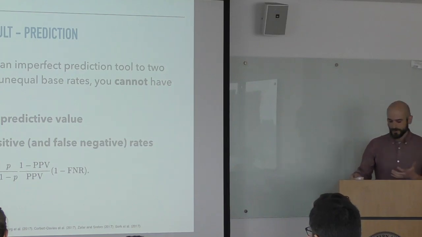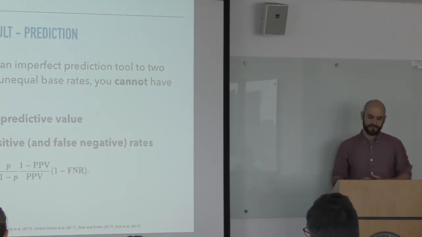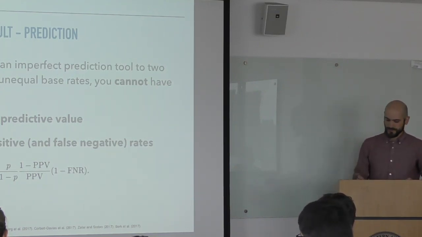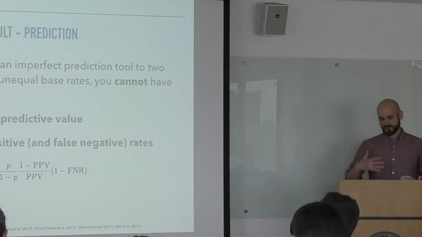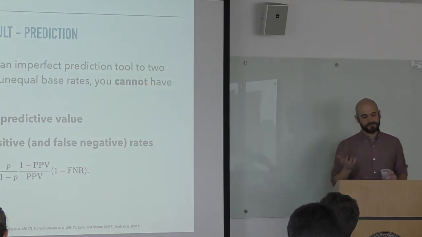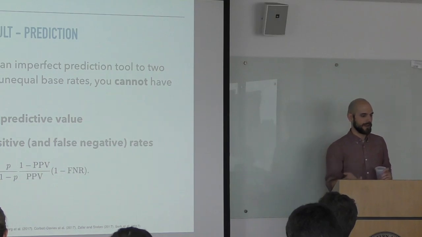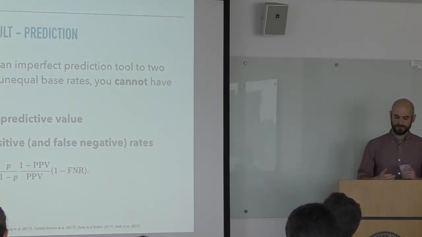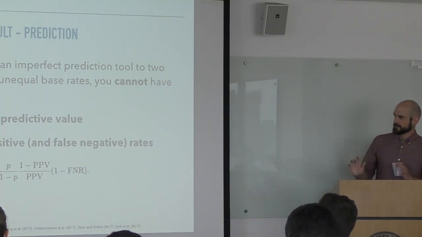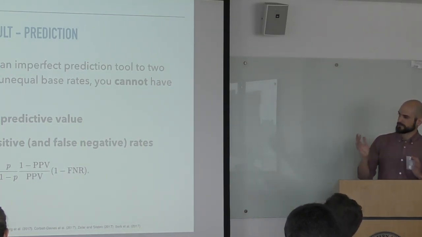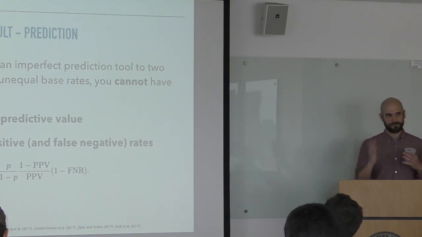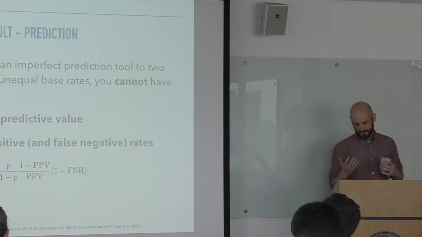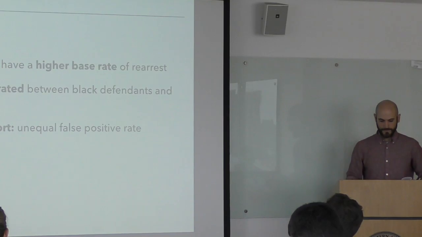This is a very famous result that's been discussed a lot, which says that these two things are in tension. Some people have called it the central impossibility. If you have two populations that have unequal base rates, then you can't have both calibration and equality of the false positive rates. Now I'm actually going to use a slightly different version of this that talks about decision in terms of prediction, but there's a straightforward way to translate between the two, which I can talk about more.